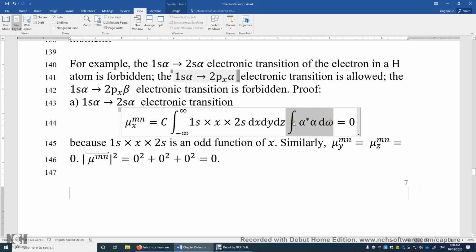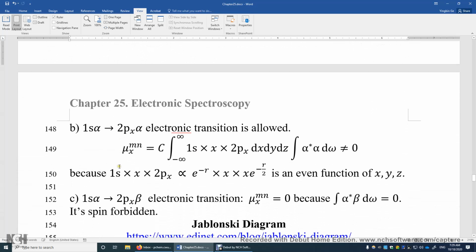What about this integral? This integral is just 1. Alpha is a normalized spin function. Similarly, you can prove the y component and z component are all 0. Therefore, this transition dipole moment is 0. The transition is forbidden. Now let's look at this 1s to 2p electronic transition. Let's arbitrarily choose 1s to 2px. You can prove 2py, 2pz in a similar manner. So right now, I'm going to just look at this 1s to 2px transition.